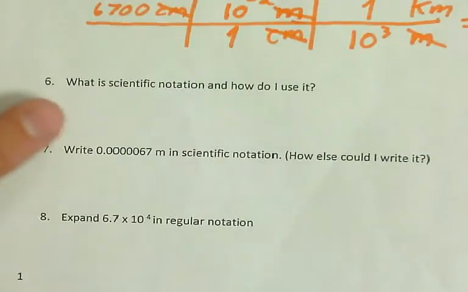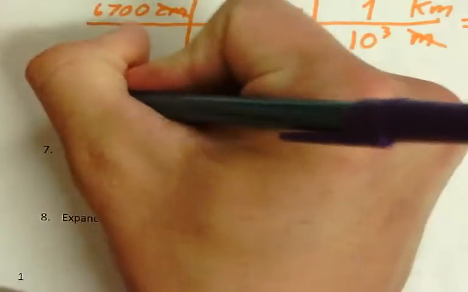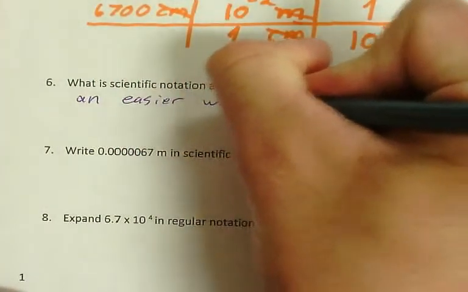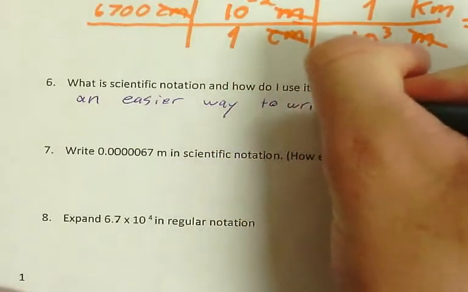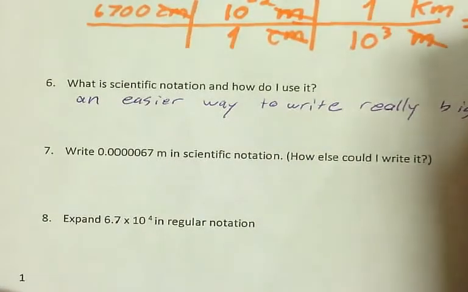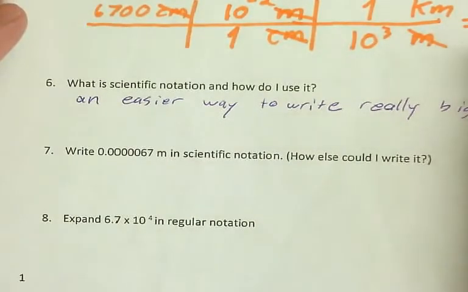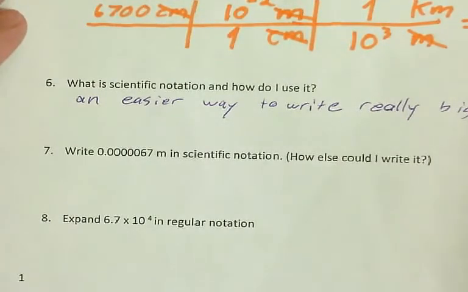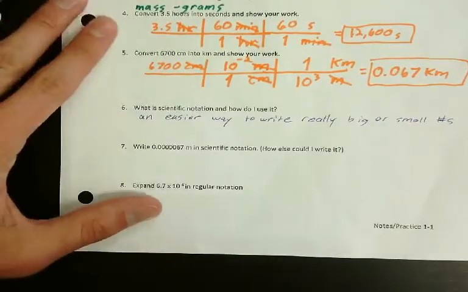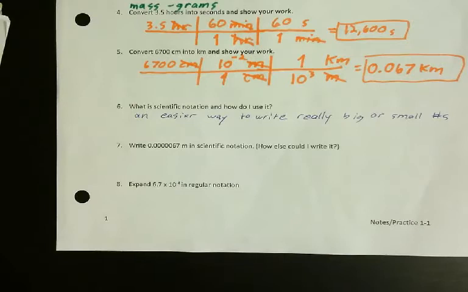Basically, it's a way to write numbers so that they're easier to deal with, specifically really large numbers and really small numbers. So an easier way to write really big or small numbers. Okay? It's an easier way to write really, really big or really, really small numbers.